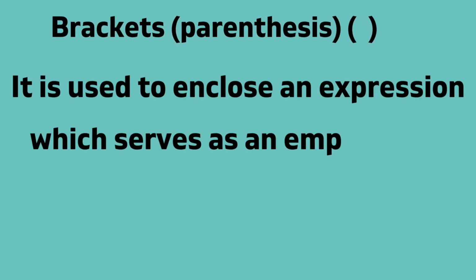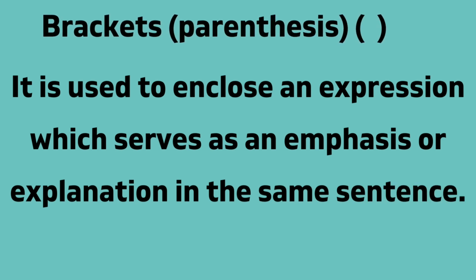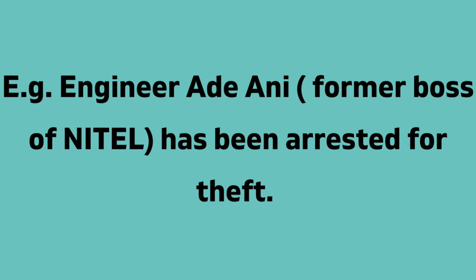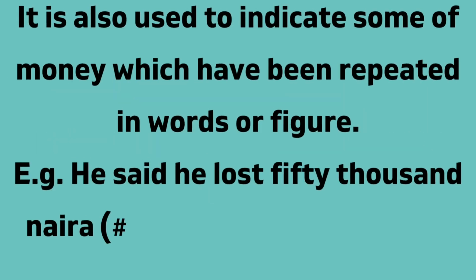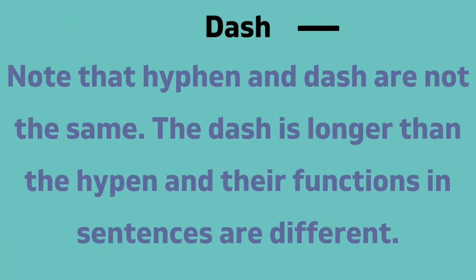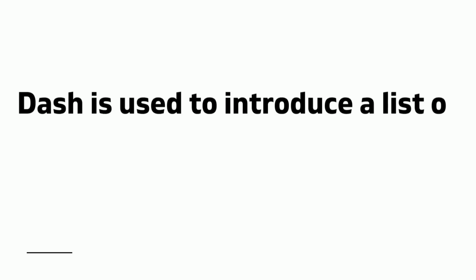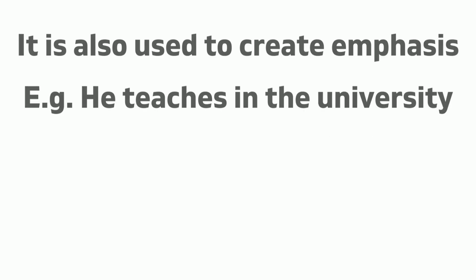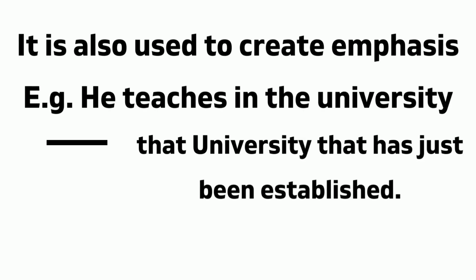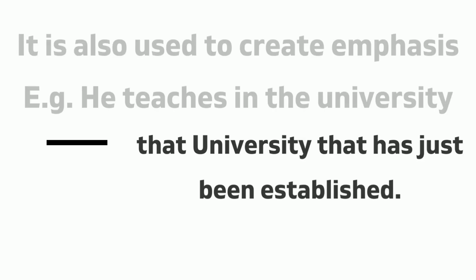The next is brackets, also known as parentheses. They are used to enclose a word or to give more emphasis or explanation about a word. Also used to indicate some amount of money. Next one we have dash. Note that dash and hyphen are two different things. Dash is longer than hyphen. Also it is used to introduce lists of items in enumerating items.